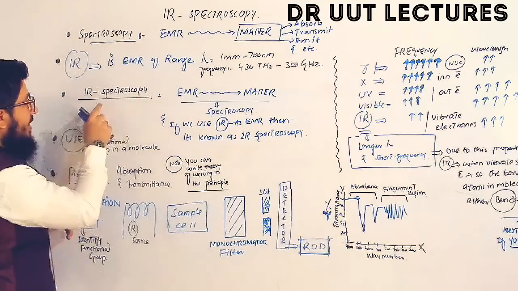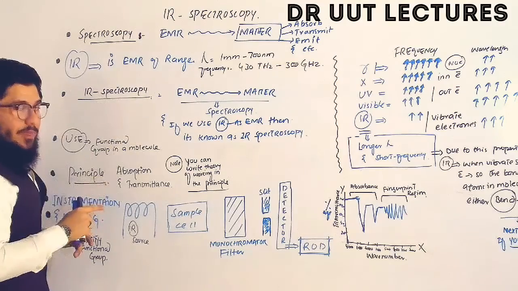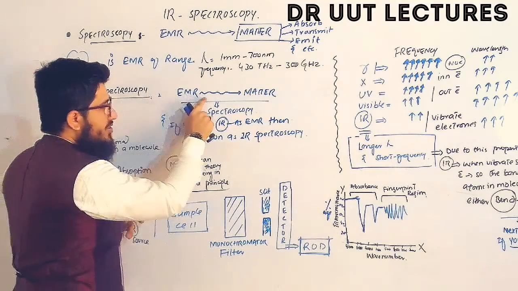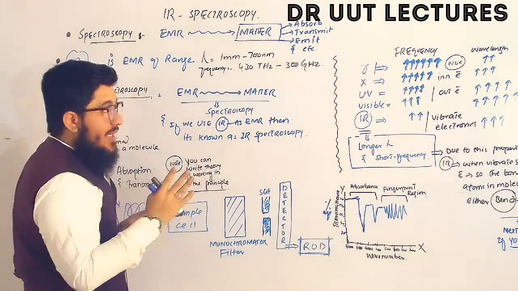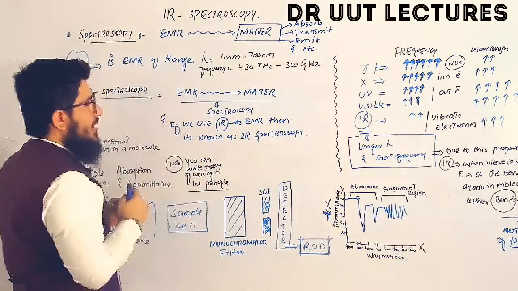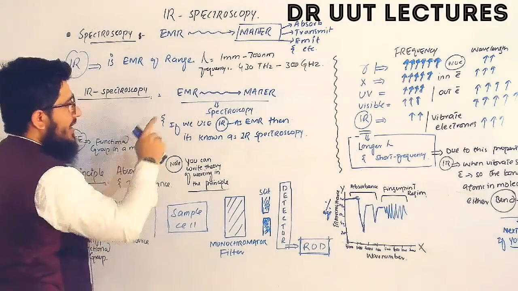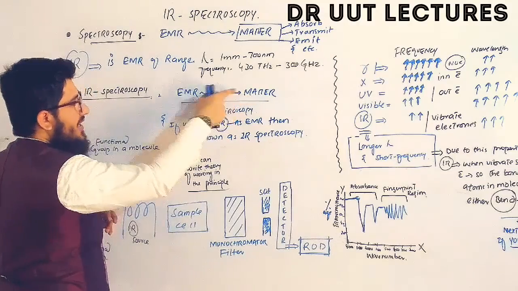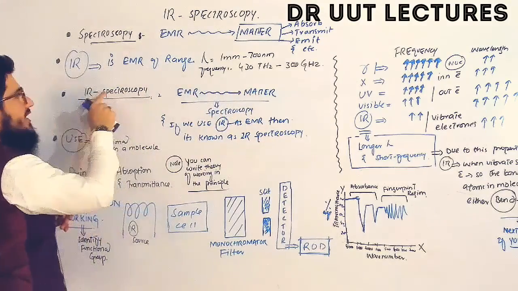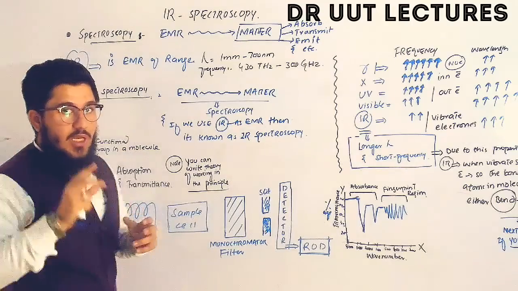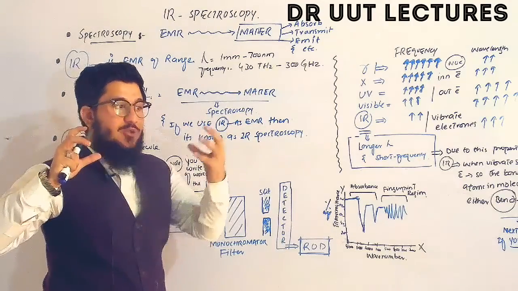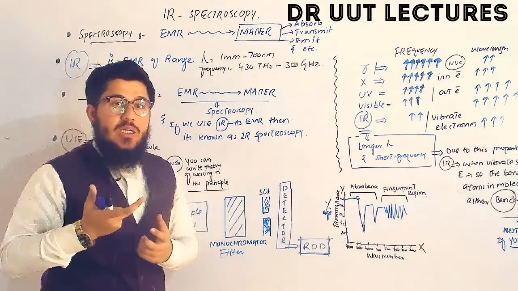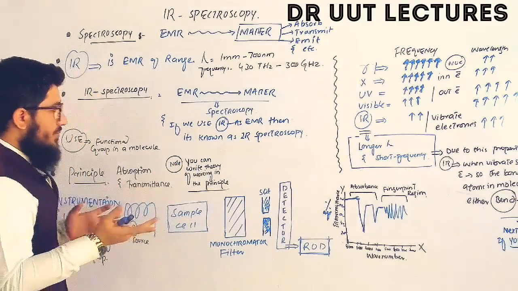Now let's come towards the very point, IR spectroscopy. You got the concept of spectroscopy: electromagnetic radiation, when it interacts with matter, is called spectroscopy. Now just remove the word EMR from here and put the term IR. When IR interacts with matter, this kind of interaction of IR with matter is called IR spectroscopy. Very simple. That's it.